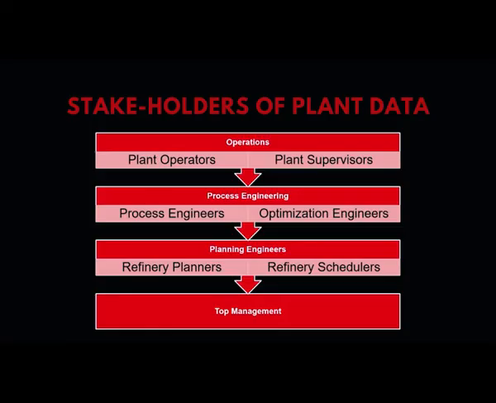So generally it is believed that the process parameters are essential for control room operators for the safe operation of the unit. Yes, agreed. But the process parameters are also essential for certain other stakeholders like the process engineers, the engineers working in the optimization department, or the planners and schedulers.